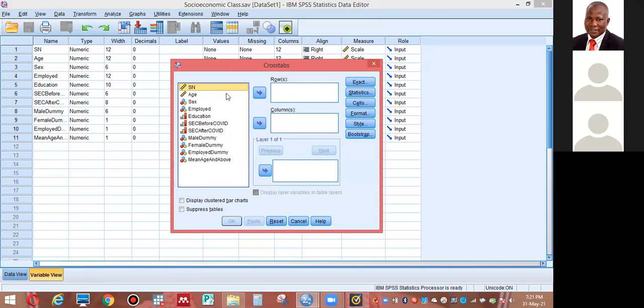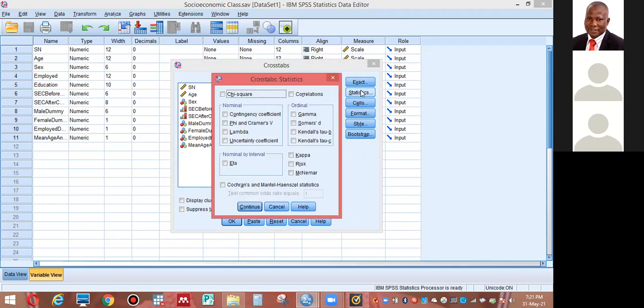So the exposure is education, the row is education. The column is employed. Go to statistics. Click on chi-square. Click OK, and continue rather.